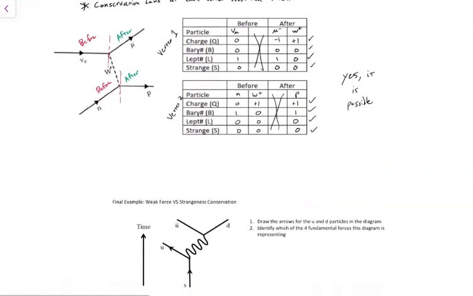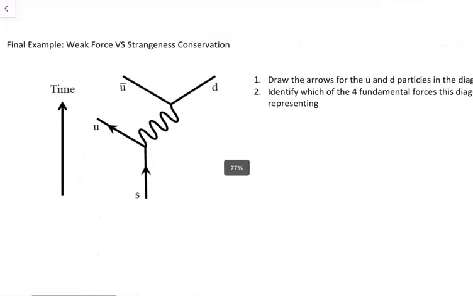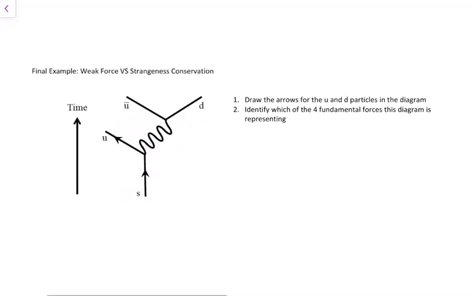Now there's one more thing I want to include, and it has to do with the weak force versus strangeness conservation. So number one says draw the arrows for the U and the D in the diagram, although the U should have an anti-U on top of it. Notice how in this picture the time is actually going up, right? Time's on the x-axis or y-axis, and it's normally on the x-axis. We have to be aware of this. And so I would draw my time, actually let's do it in red so it's more visible, for my anti-up going backwards in time, and my down going forwards in time.